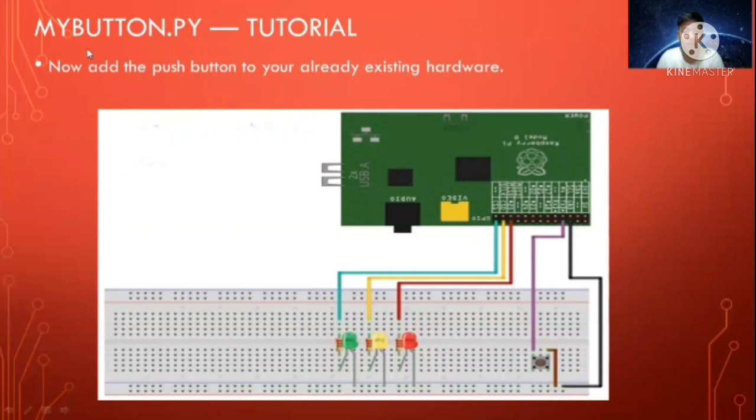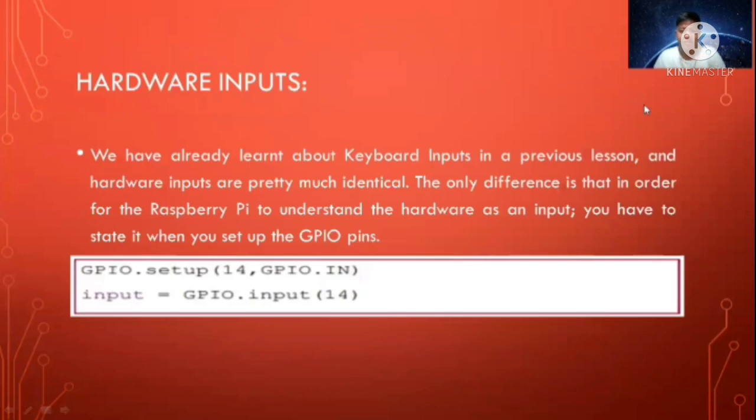So in the bottom, in our project, we will add buttons, and add jumper wire to connect it. Hardware inputs: we have already learned about keyboard input in a previous lesson, and hardware inputs are pretty much identical. The only difference is that in order for the Raspberry Pi to understand the hardware as an input, you have to state it when you set up the GPIO pin. So this is the code that we need to input in our program.